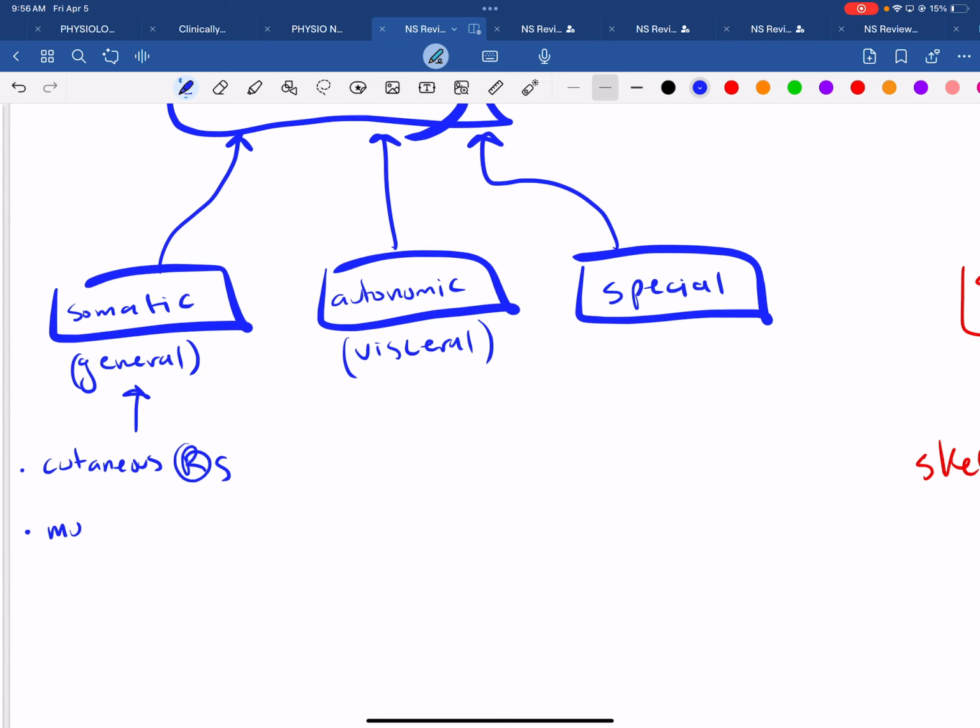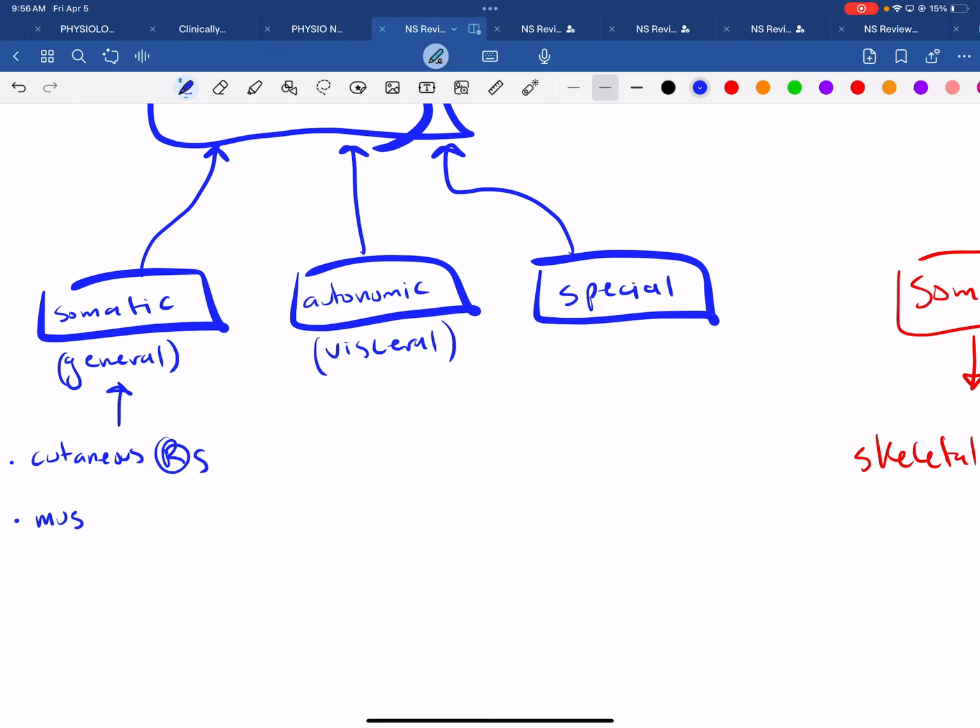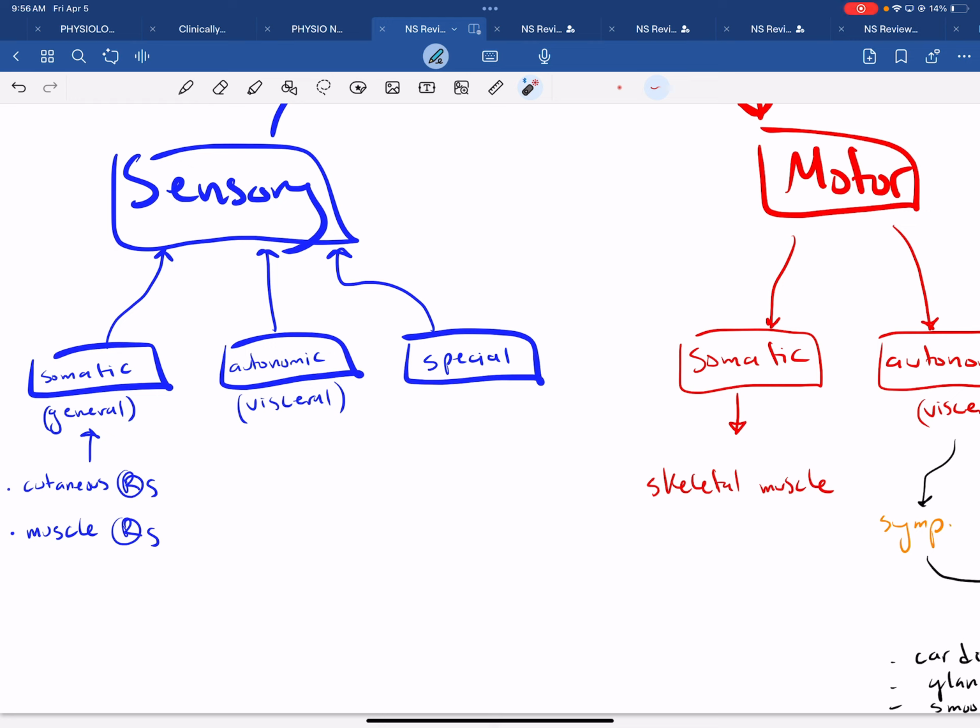So let's finish this off. Let's call them muscle receptors. That's for proprioception. That's why somatosensation is touch, pain, temperature, vibration, proprioception, because it's coming from these receptors.